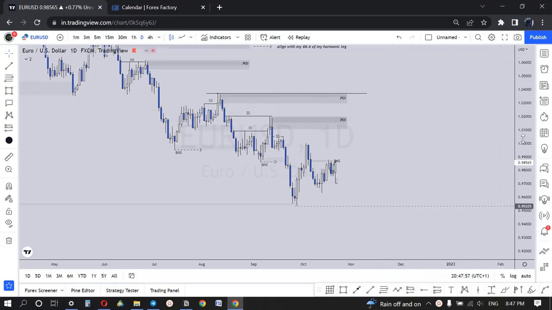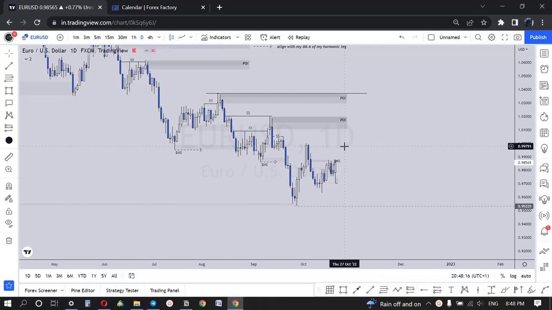Today, family, I just want to share what I'm looking forward to for the coming week, which is actually a few hours from now. So without wasting much of our time, as we can see on my screen, this is EUR/USD from the daily time frame.